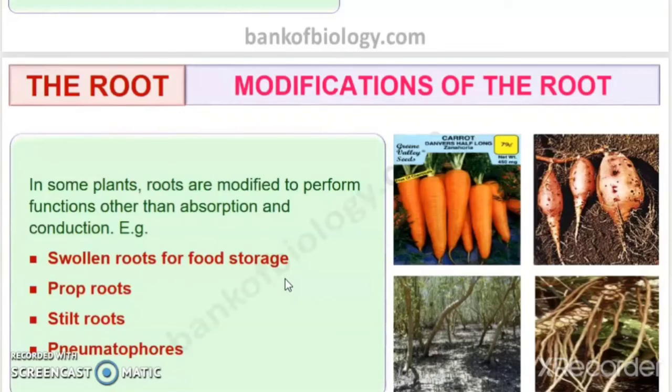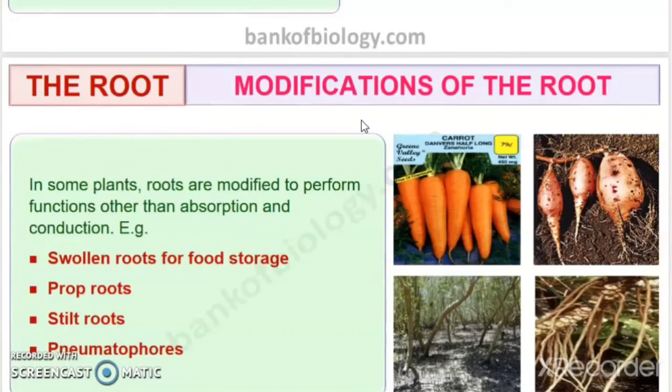Now let us learn about the modification of the root. We are going to learn how the roots are modified to do different functions. Other than the functions which I told, roots have other functions to do when they modify themselves in different plants. It is not the same in all plants, it differs in each plant. Let us see what this word modification is. It is nothing but a change in shape and structure to perform other functions.